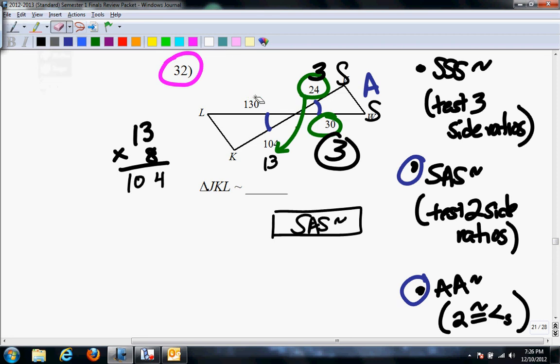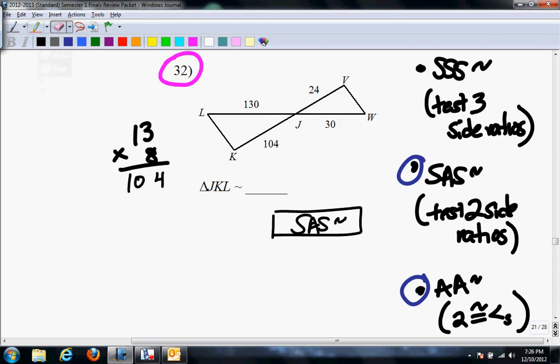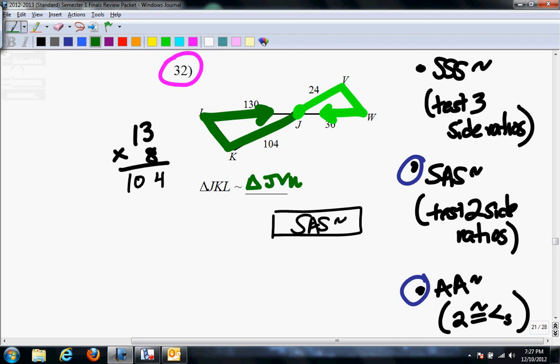Now once you establish similarity, then you want to complete the similarity statement. So let's see the order here. J, K, L. J, K, L. Notice the order here. I went from center, short, up, and around. So my match is going to be center, short, up, and around. So my match is going to be triangle JVW.